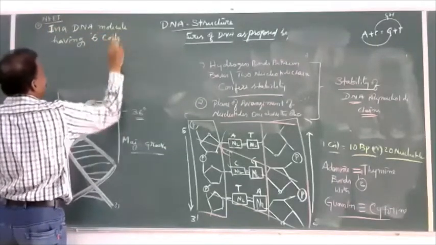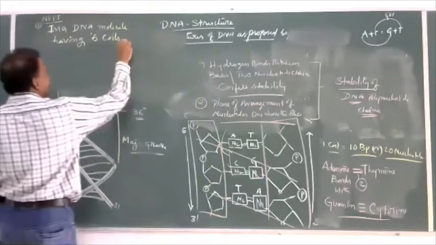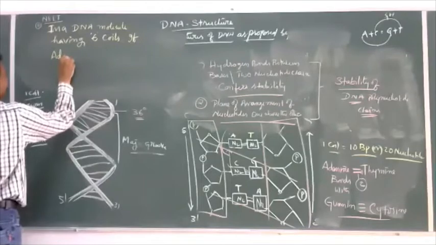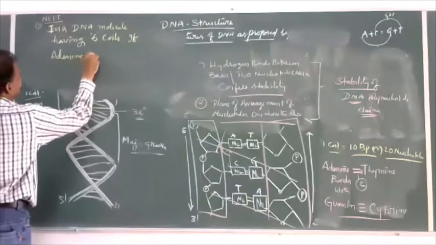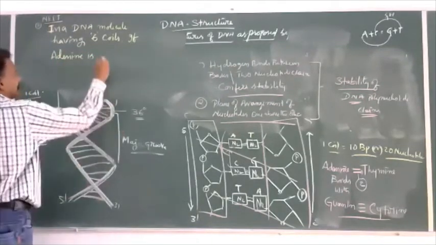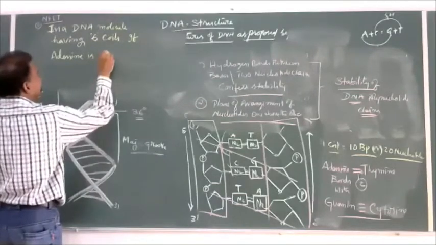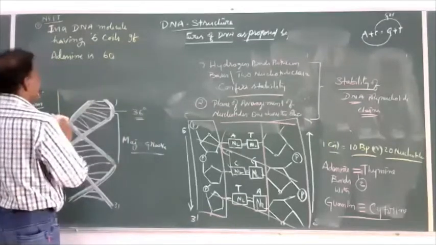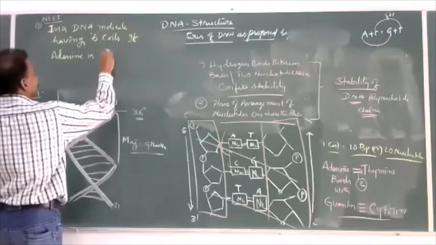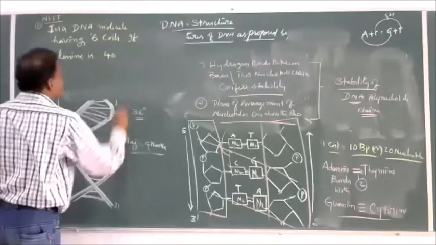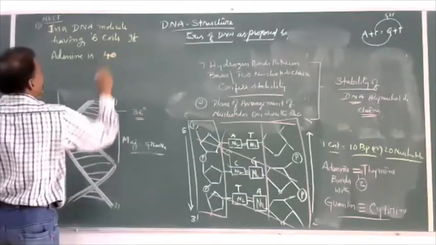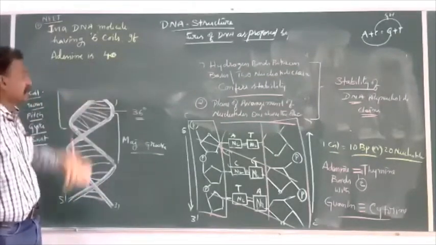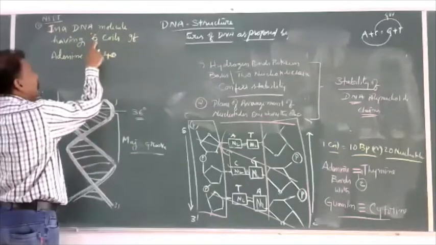In a DNA molecule having 6 coils, if adenine is 60, if adenine is 40, so the number of adenine nitrogen bases are 40 in a DNA molecule having 6 coils.